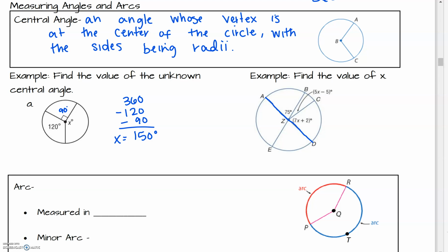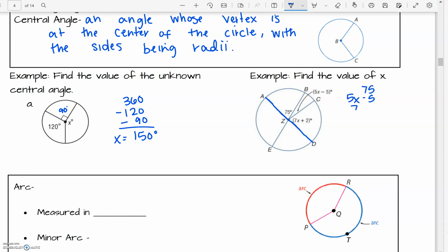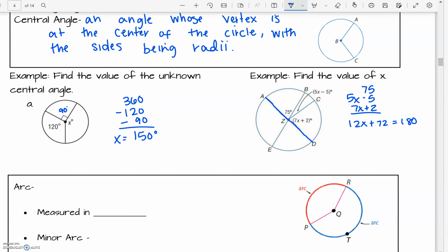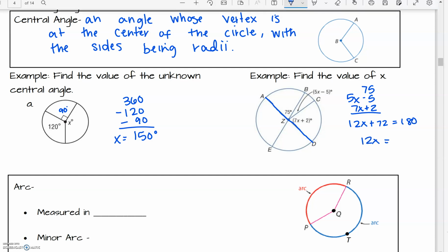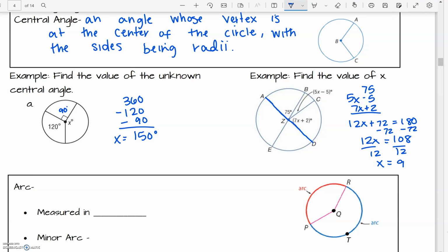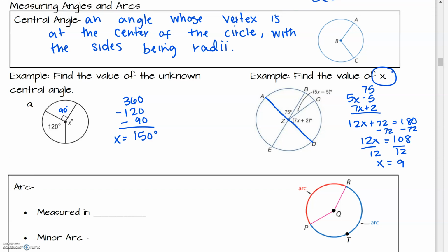Over here for this one, this is a diameter, which means we have 180 for this half of the circle. So we're going to add all of those pieces up, which would be adding the 75, the 5x minus 5, and the 7x plus 2. And that's going to give us 12x plus 72, and that's going to equal 180. So 12x is going to equal 108 when we subtract our 72 from both sides. So dividing by 12 is going to give us x is 9. And we don't have to plug it back in because it says find x, and we did.